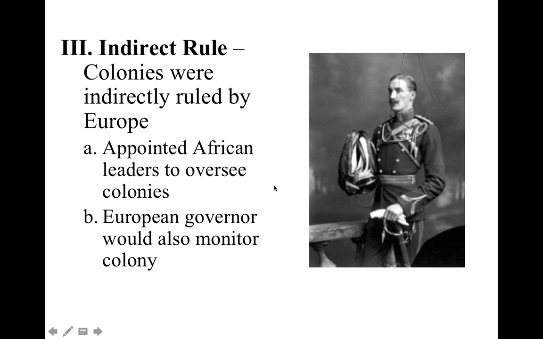The next one is the indirect rule colonies. They were ruled directly by Europe, but they appointed African leaders to oversee the colonies for them. European governors would also monitor the colonies. Basically, the European countries made certain groups within the countries that were already there more powerful than the other ones, had them rule for them, and had the power of the government behind them for this whole entire thing. Military would be down there to help them out, such like that.